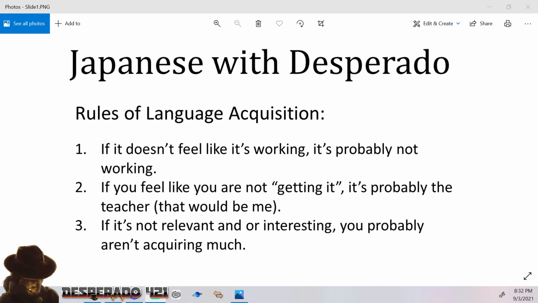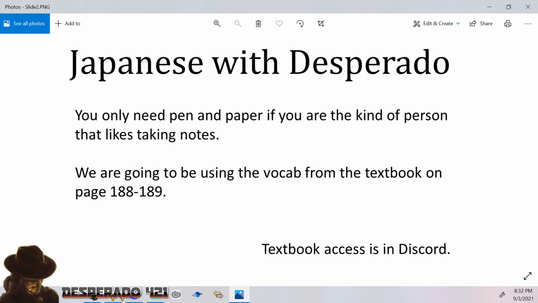And if what you're learning really isn't relevant or interesting, you probably aren't learning much. So that goes back to the teacher as well. The way the teacher presents the material will determine how well you're learning it, because if it's really boring, you probably aren't going to learn much. And take notes if you need to. You don't have to take notes; I don't force people to take notes. But if you want to use the textbook with us, you can get the textbook in Discord, and we are on page 188 and 189.